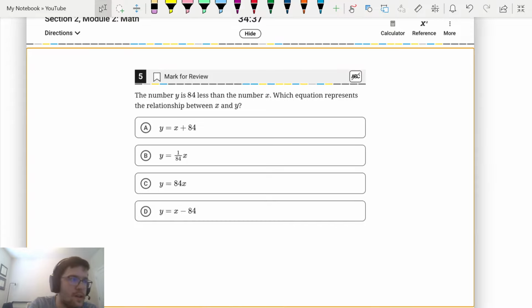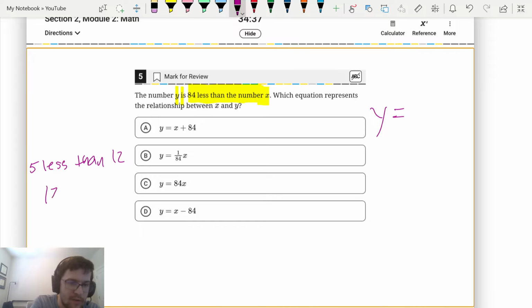Okay, so this is words to math. So it says y. Okay, so I'm going to write y. And then it says is. Whenever you see is, that means equals, so we're going to put an equal sign. And then it says 84 less than x. So for example, what if I had 5 less than 12? That would be 7, right? So 12 minus 5. So it's kind of phrased backwards. You see what I mean? Lots of people would maybe put 5 minus 12, but it's really 12 minus 5.